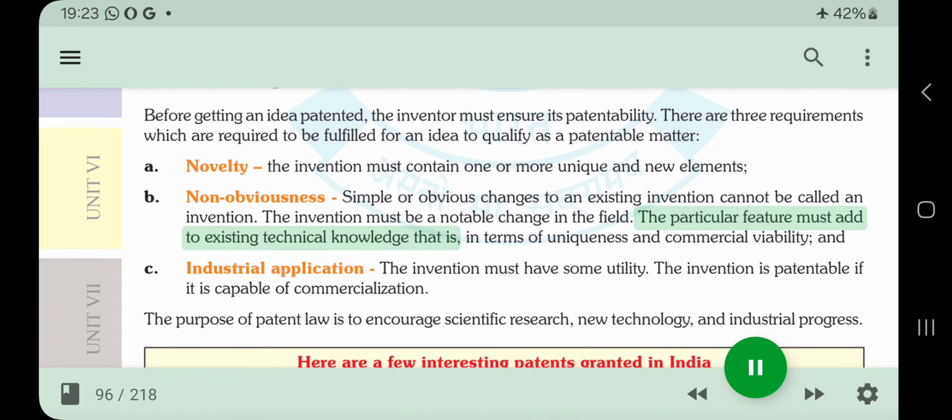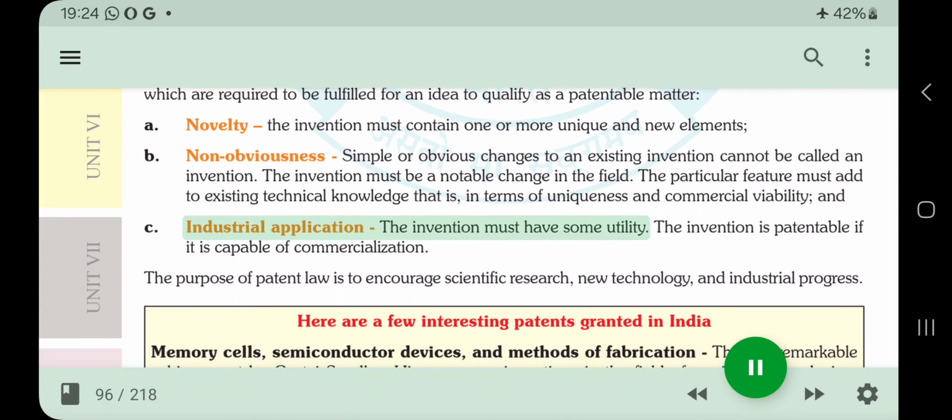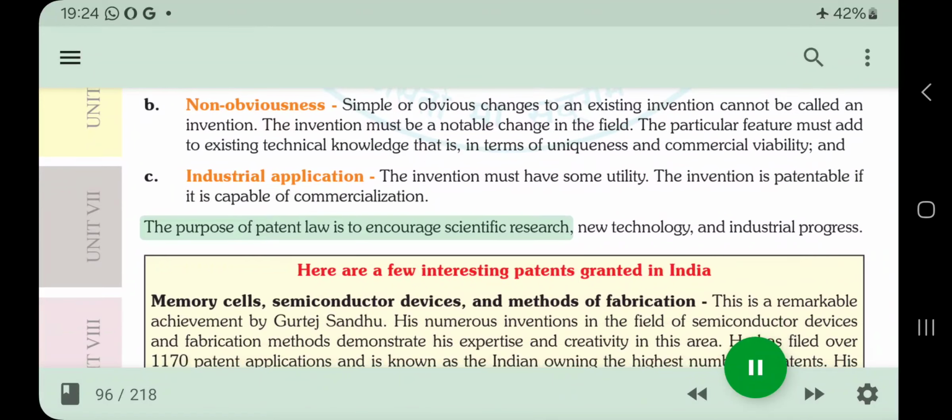The particular feature must add to existing technical knowledge, that is, in terms of uniqueness and commercial viability. And C. Industrial application. The invention must have some utility. The invention is patentable if it is capable of commercialization. The purpose of patent law is to encourage scientific research, new technology, and industrial progress.